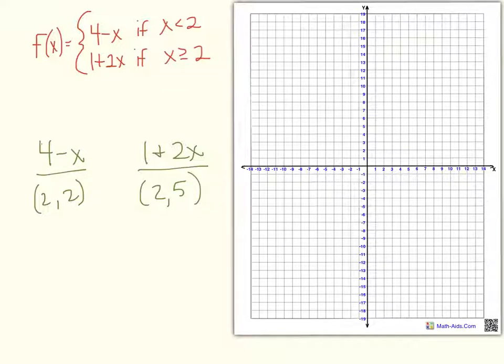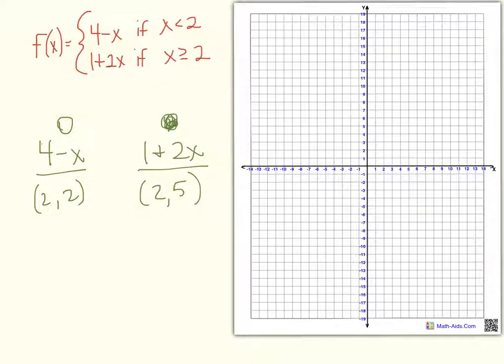Now, one of these is going to be a solid circle, and one of these is going to be an open circle. The way that you determine that is by whether this is underlined or not. The 4 minus x is not underlined. Since that inequality is not underlined, that's going to be our open circle. And if you check over here, since the 1 plus 2x inequality symbol is underlined, that's going to be our solid circle.